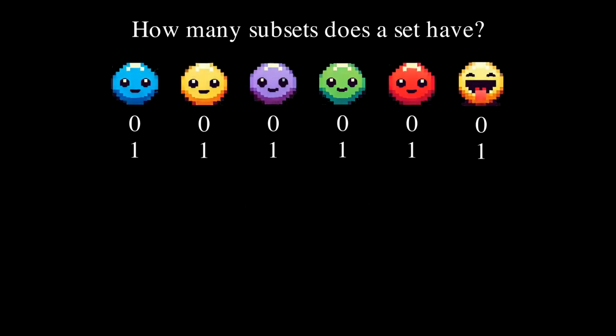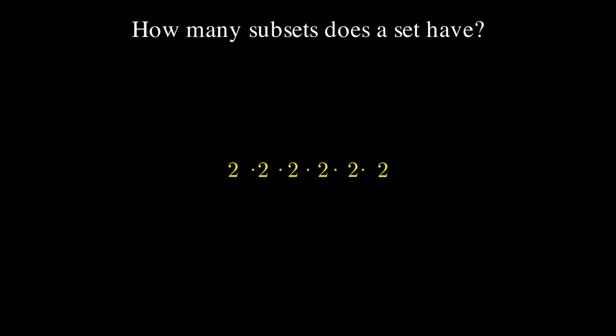Now we come to the actual calculation. Since each element has two choices, included or not, and for the sake of having a unique identifier, our elements here are ordered, we are simply applying the rule of product. If we have n elements, the total number of subsets is 2 to the power of n. This means that the number of subsets grows exponentially as we add more elements.